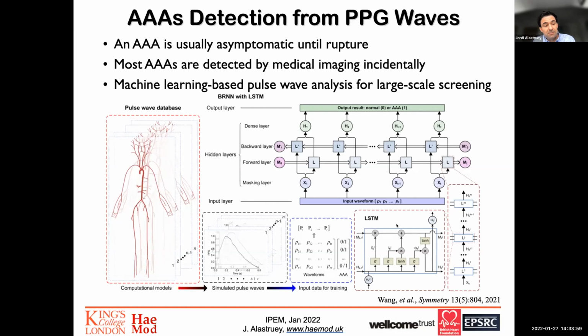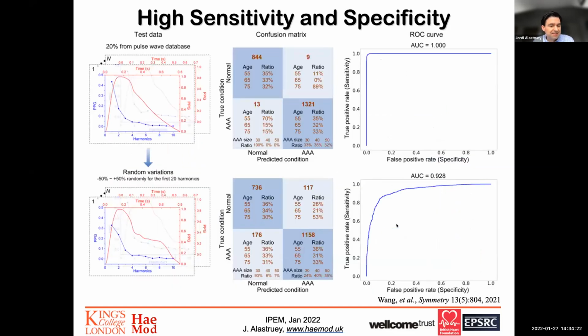So we have created a machine learning architecture based on a recurrent neural network to detect AAAs from the PPG pulse wave. Our method was trained and tested using the PPG signal measured at the finger from a data set of over 10,000 virtual subjects with and without aneurysms, AAAs. And the model had a very high sensitivity and specificity in early detection of AAAs, as the confusion matrix and receiver operator characteristic curve show at the top.